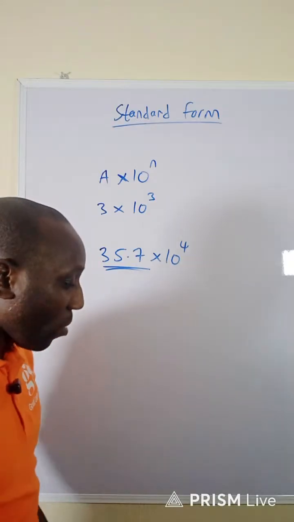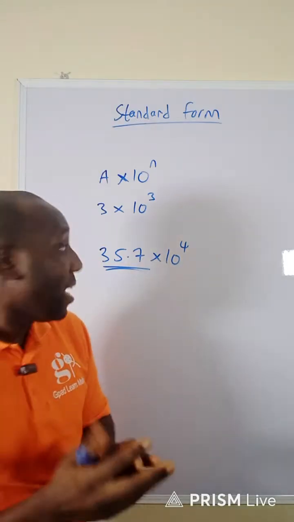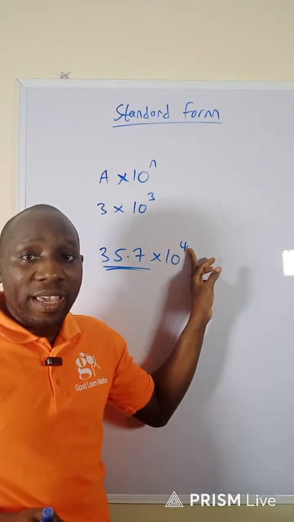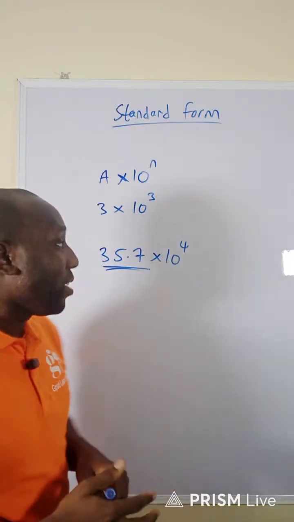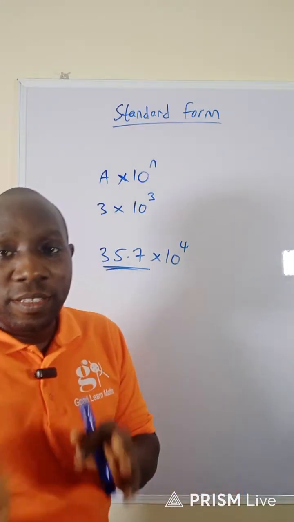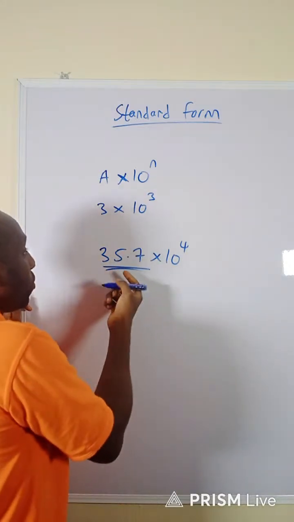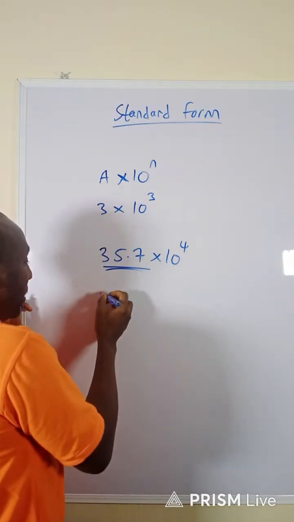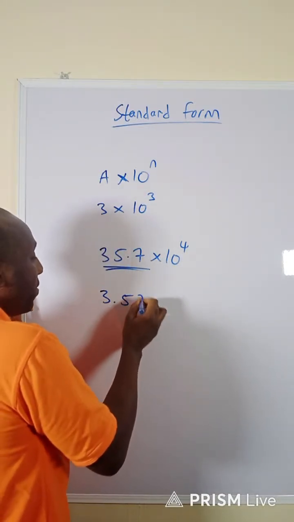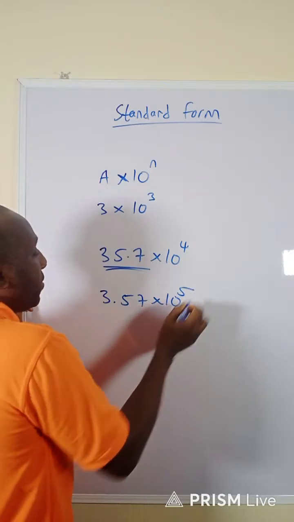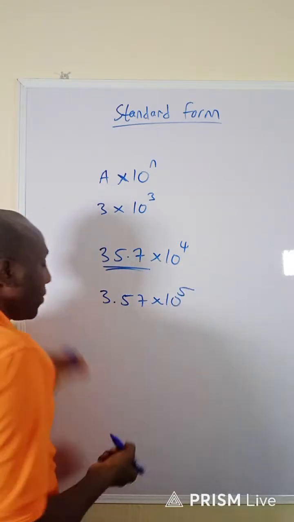So if you want to write numbers in standard form, make sure it is between 1 and 10 and make sure the exponent, the power here, is an integer. It doesn't matter whether it's positive or negative. It just has to be an integer. Okay. So if you want to write this, it's better to do 3.57 times 10 raised to power 5 rather than writing it like this.